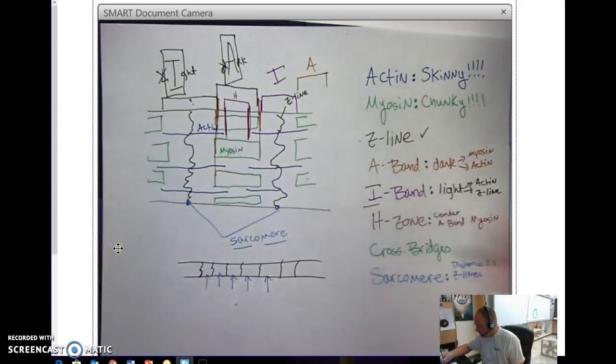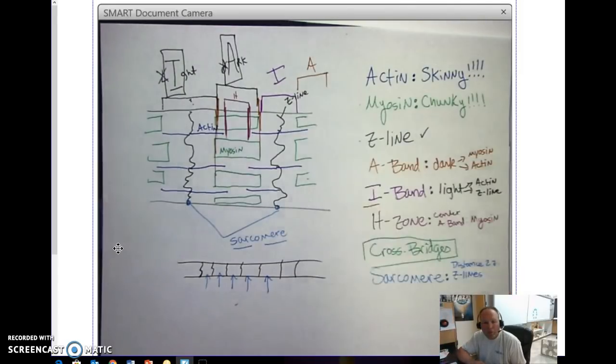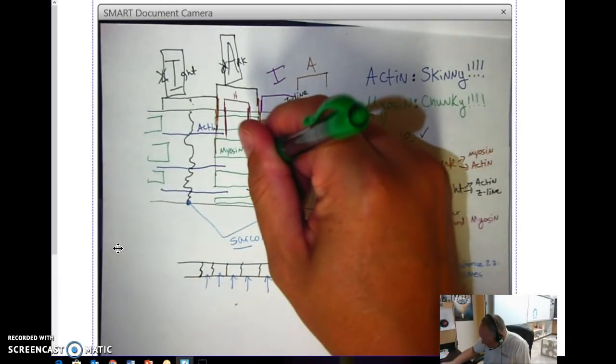We missed this guy in green right here. This is one of the most important parts of muscles. And notice I did him in green on purpose because I've already used green right up there. Crossbridges are part of the myosin complex. And what they are is they're little hooks. And they go towards the actin.